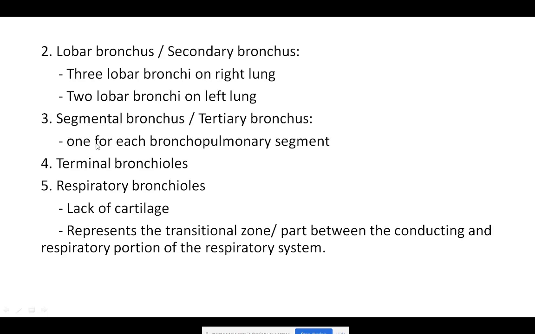One segmental bronchus represents one bronchopulmonary segment. You have to do an assignment on bronchopulmonary segment. Then the terminal bronchioles. Then the last one is the respiratory bronchioles. The respiratory bronchioles represent the transitional zone, a zone between the conducting and the respiratory portion of the respiratory tract.